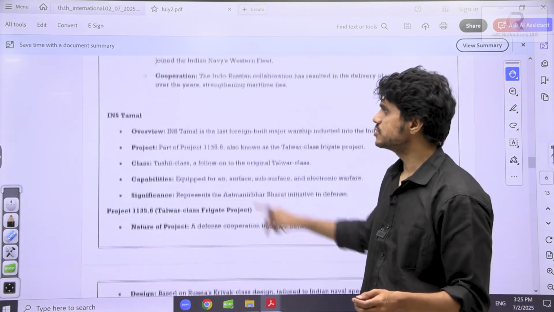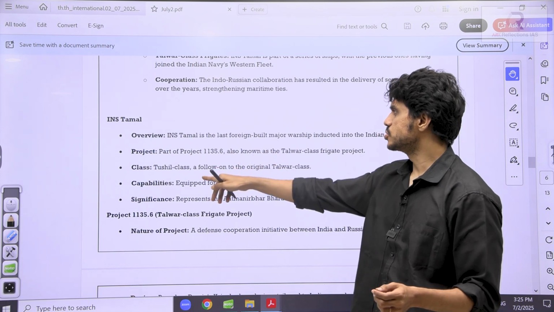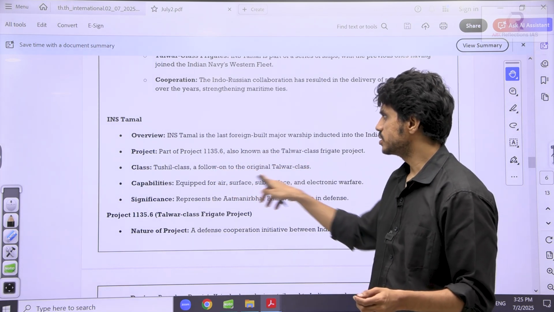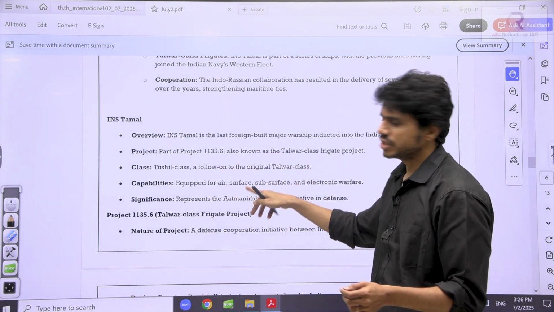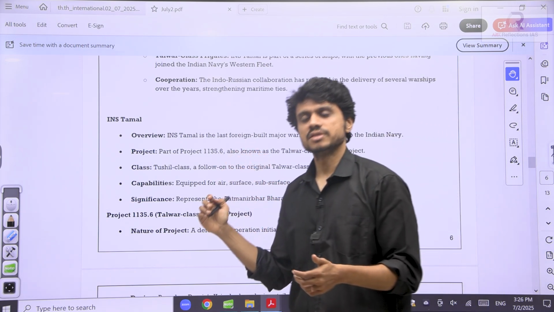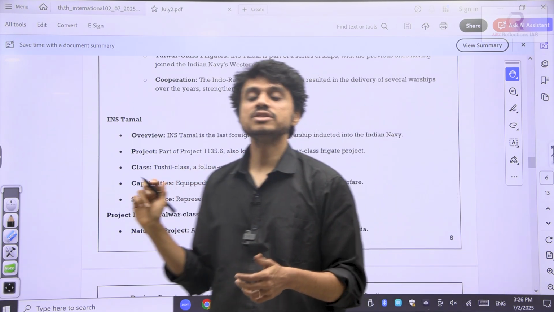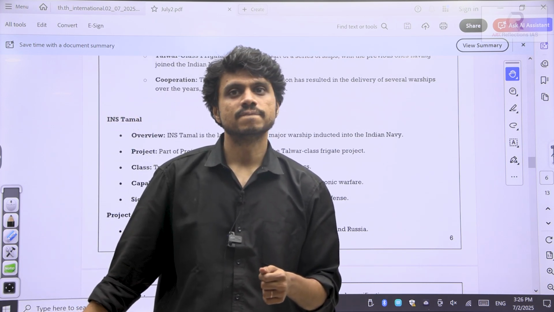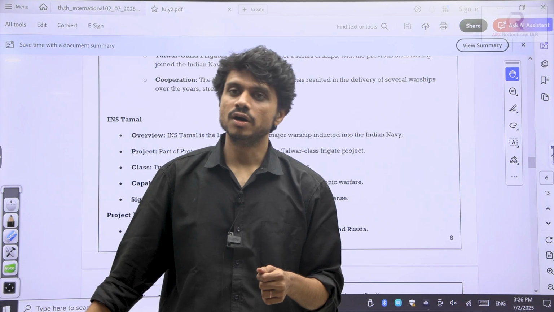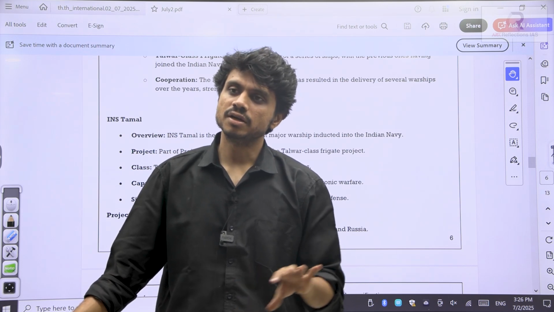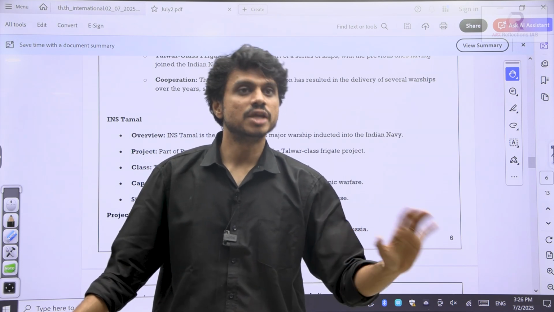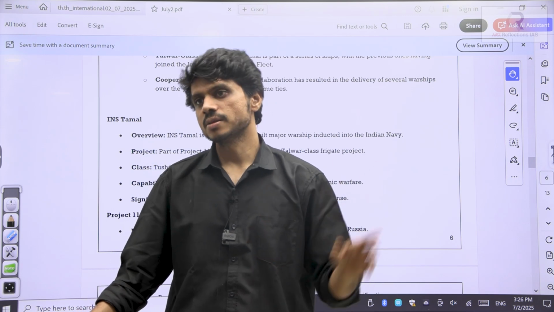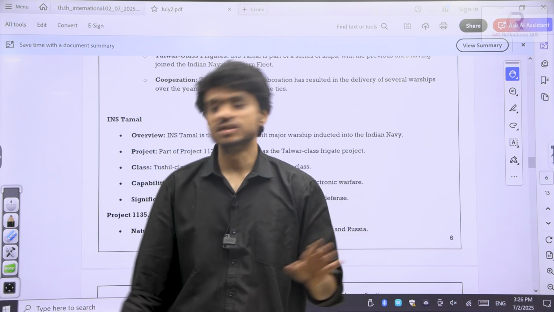Okay. See, this way I'll study for the prelims. Tushil class. Okay. Now follow on is the Talwar class. Okay. So it can launch any missile. Basically, these ships have stealth technology. What is stealth technology? Okay. So yeah, they can be hidden from the enemy radars, and they can attack and do surveillance.